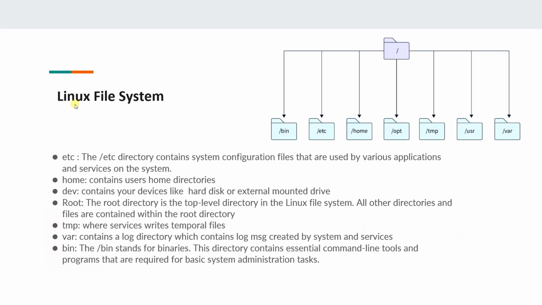So Linux file systems, the hierarchy of Linux file systems starts from the root, then comes down. But let me start from etc. The etc directory contains configuration files that are going to be used by various applications and services on your computer, or on the system. Then we now have the home directory. The home directory is going to contain the user directory.